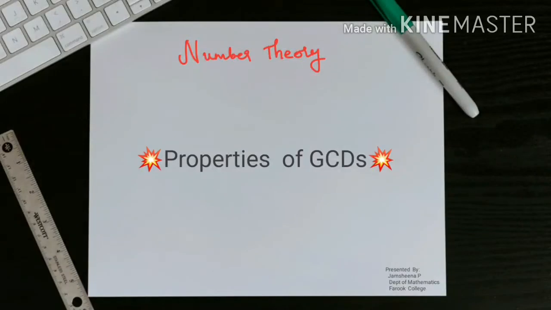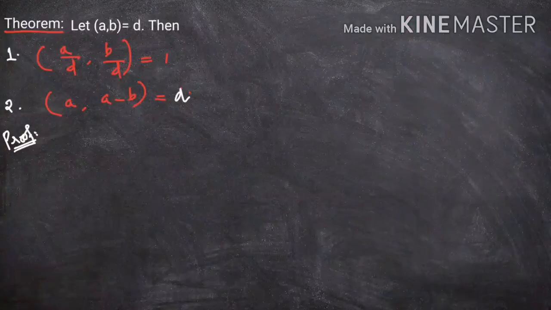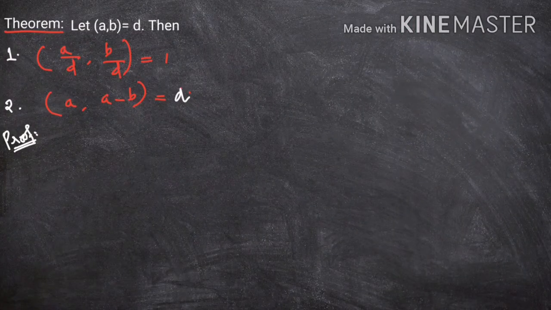Hi, in this lecture we will discuss some useful and interesting properties of GCDs. First we look at the theorem. Let GCD of A comma B be D. Then the first result is GCD of A by D comma B by D is equal to 1, and the second result is GCD of A comma A minus B is equal to D.